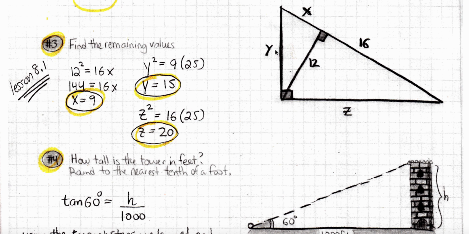Y squared is equal to 9 times the entire hypotenuse, which is 9 times 25. The square root is going to be 15, so y is 15. Z squared is equal to 16 times the entire hypotenuse. So the square root of that gives us 20, so z is 20.